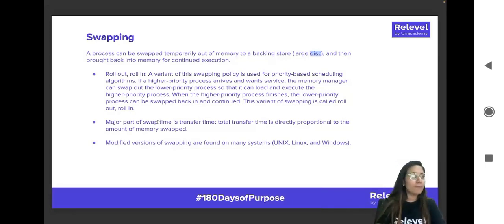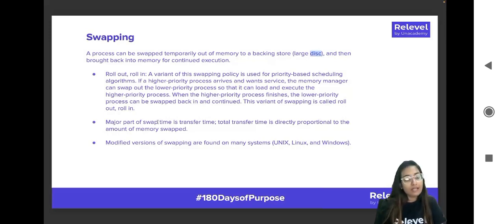This variant of swapping is known as roll out and roll in, where you are rolling a process into the memory and rolling some processes out of the memory. The major part of the swap time is the transfer time, correct? Because you want to transfer the processes. The total transfer time is directly proportional to the amount of memory that you are swapping. If you are swapping many processes, it can take a lot of time. If you are swapping fewer processes, it can take less time.